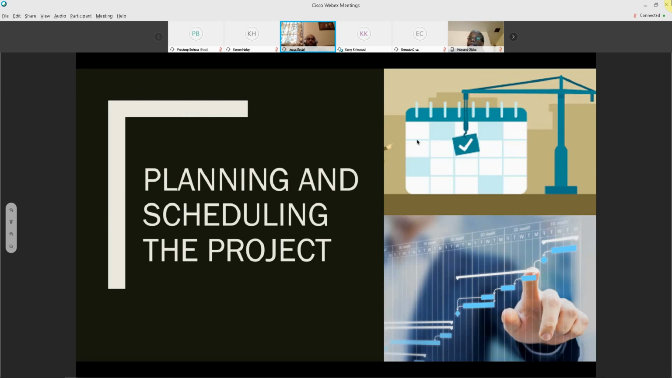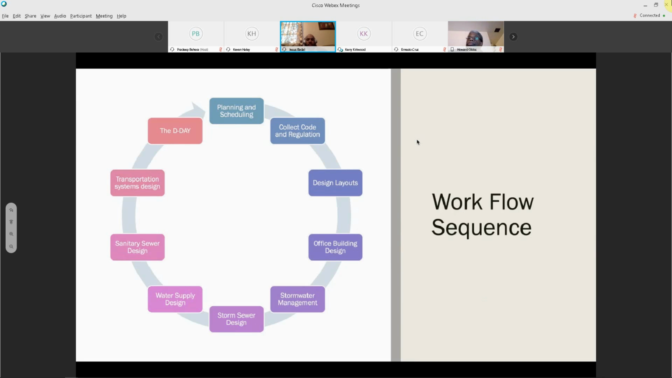Planning and scheduling. Next slide. So in order to make our workflow run properly, we developed this sequence where we had planning and scheduling at first. We have the collection of the regulations and codes, design layout of the property, the office building design, storm management, storm sewer design, water supply design, sanitary design, transportation line design, and our delivery day. Next slide.